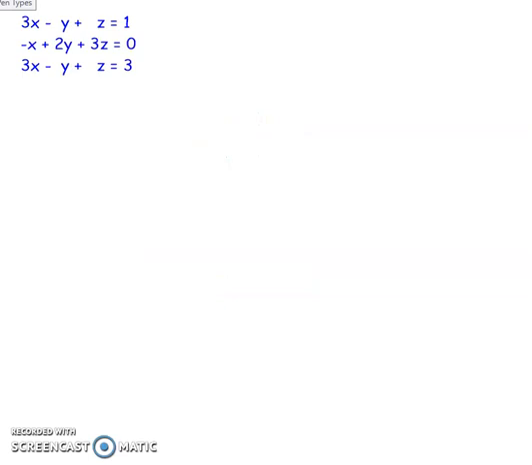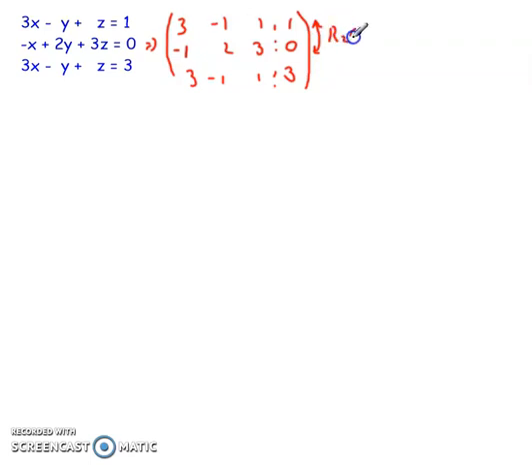So I've got my first system of equations here. What I'm going to do is set them up in an augmented matrix and then interpret them from there. So putting them as an augmented matrix, what I end up getting is 3, -1, 1, 1; -1, 2, 3, 0; and 3, -1, 1, 3. What I'm going to do for this one is swap these two rows around. So I'm going to take row 2 and interchange it with row 1.